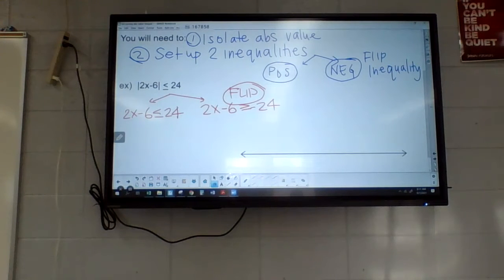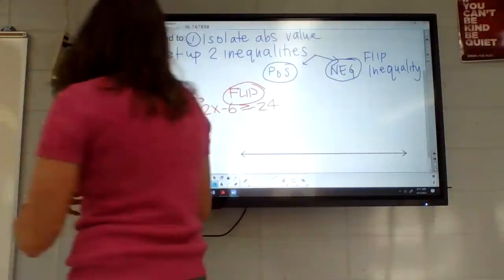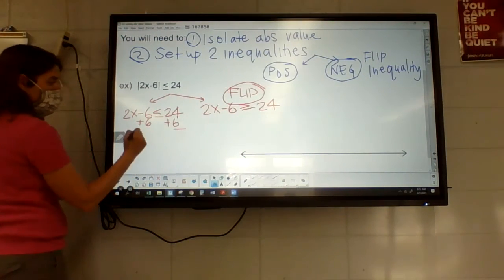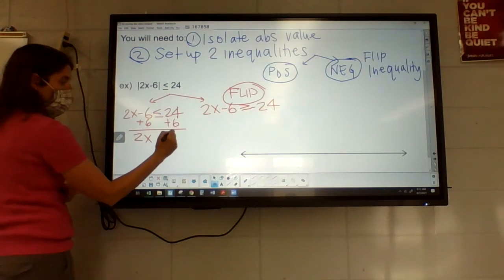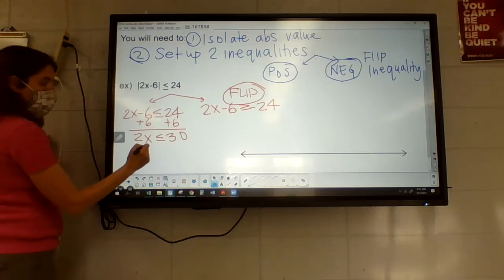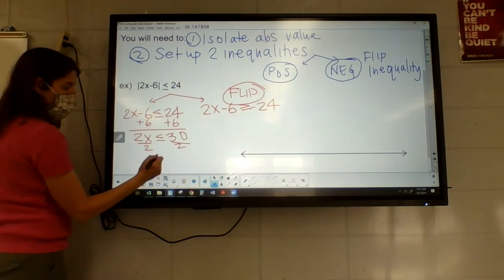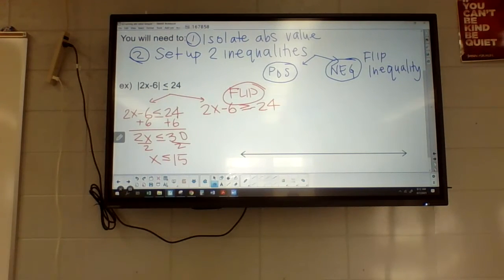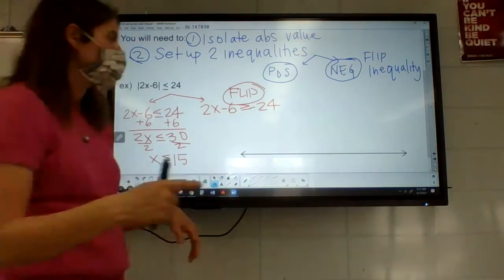So now we're going to solve these. And just like we did yesterday, we just have two equations to solve. We're going to get two outcomes, but we're actually going to put it on the same graph. So I'm going to move this 6 over to begin with. We're going to divide by 2. So x is less than or equal to 15 is half of my answer.